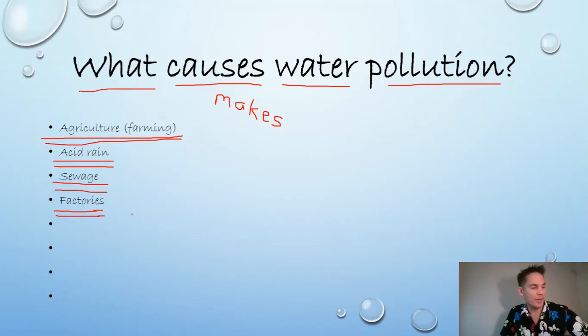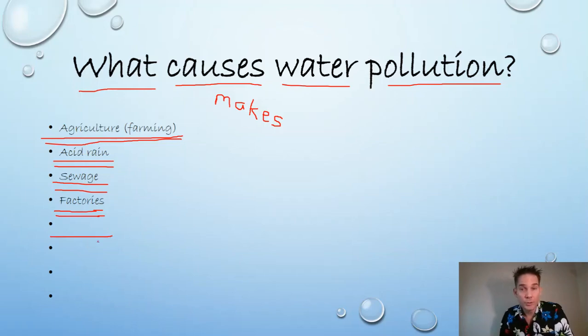And the problem with that is sometimes it gets into our water. Maybe a factory is a little bit lazy, or maybe a factory has a broken pipe, or maybe the government doesn't really know about how bad this factory is, and that some of the chemicals and things get into our water.